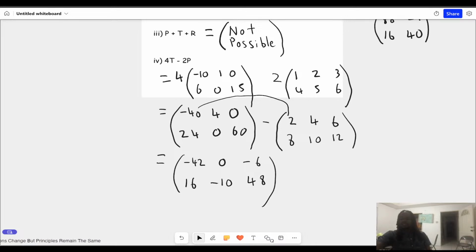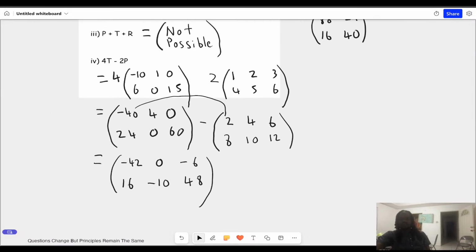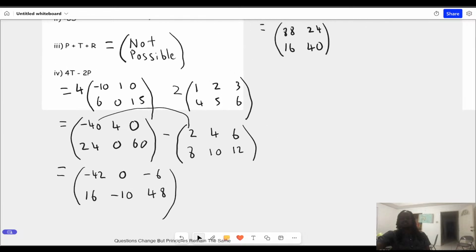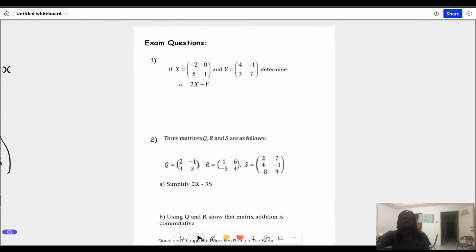And if we were able to get that answer, well done. So again, remember, we work out the corresponding elements. So this goes with that, this one would go with that one, this one would go with that one, and so forth. Alright.